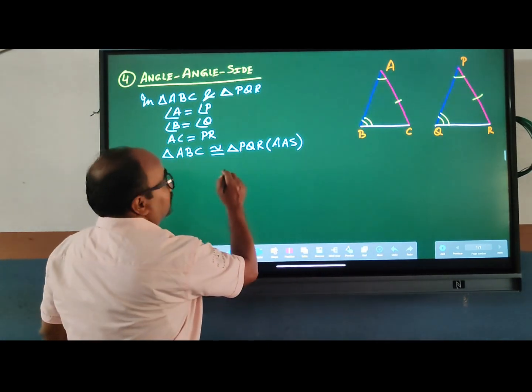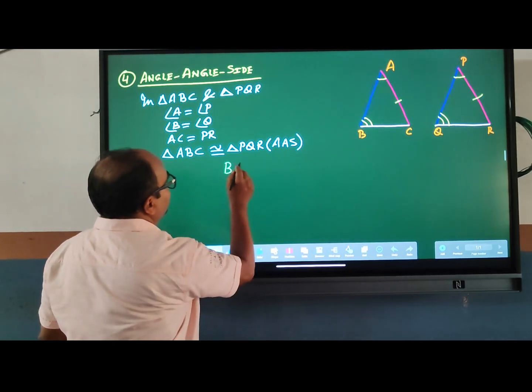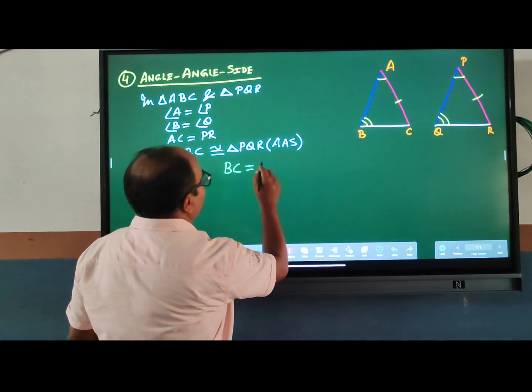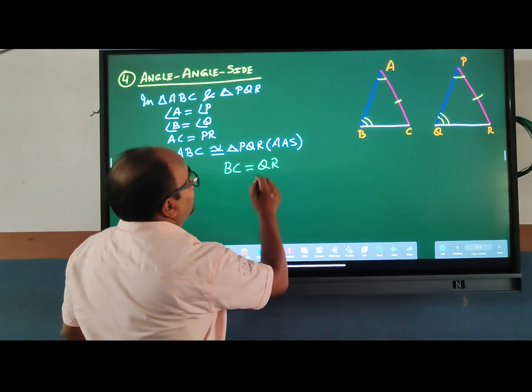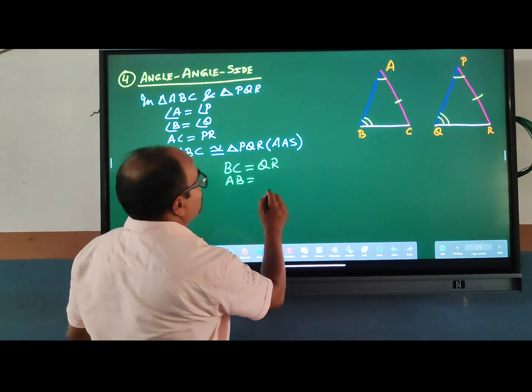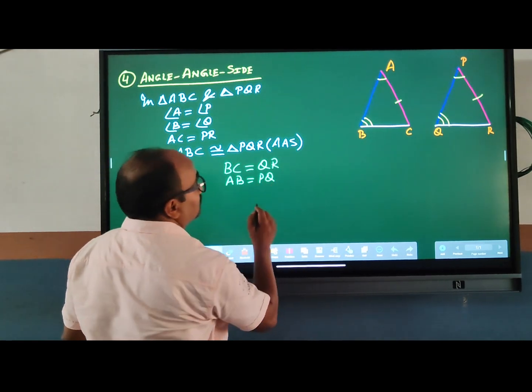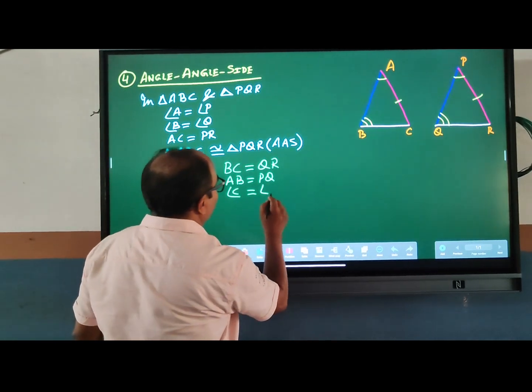We can write BC equal to QR. You can write AB equal to PQ, and we can write angle C equal to angle R.